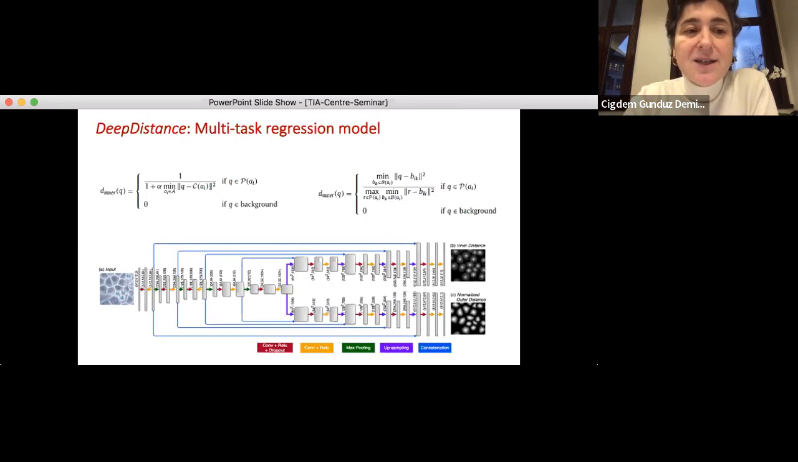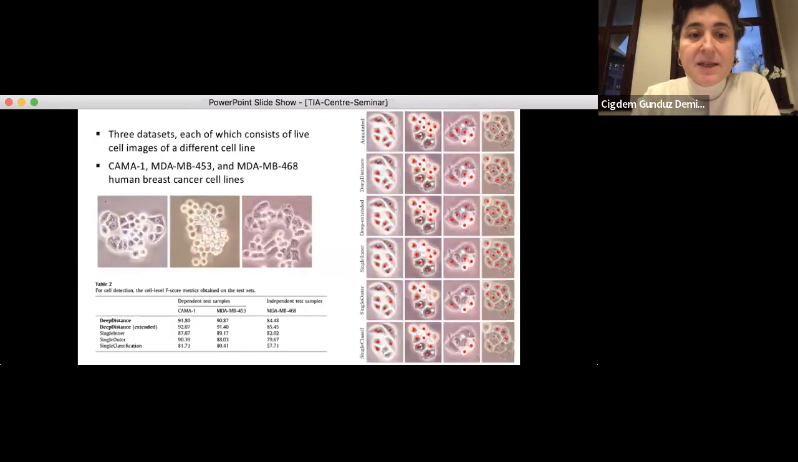And since we are learning all of the weights at the same time, it helps better learning the weights. It helps avoid overfitting. And these are some results. These are the results obtained on 3 different cell lines. These are the vision results.